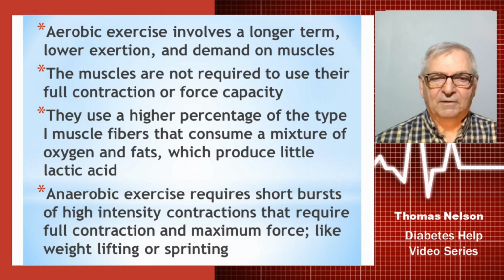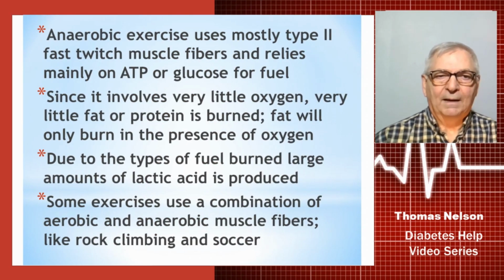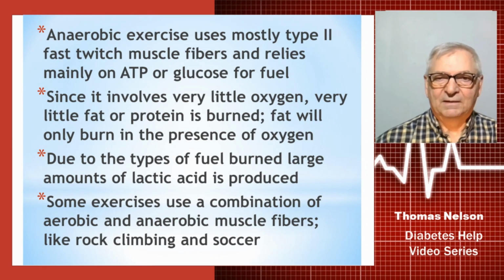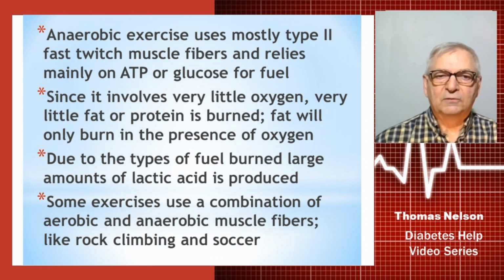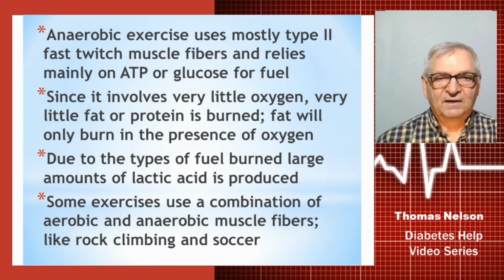Anaerobic exercise requires short bursts of high-intensity contractions that require full contraction and minimal force, like weightlifting or sprinting. Anaerobic exercise, on the other hand, uses mostly type 2 fast-twitch muscle fibers, and it relies mainly on that ATP energy or glucose for fuel. Since it involves very little oxygen, very little fat or protein is burned. Fat will only burn in the presence of oxygen.